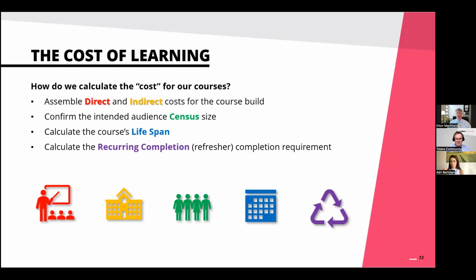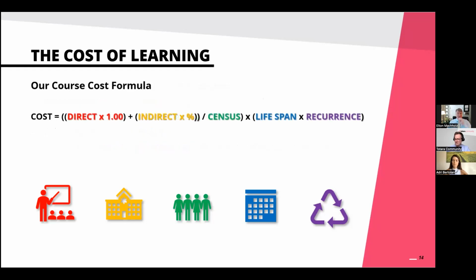So if we take all of those pieces, the direct and indirect costs, the census or the audience size, the course's lifespan, and the number of recurrences that I can use it in, I'm going to get the following formula. So cost, in this case, we do the direct cost at 100%, or 1.0 the value.